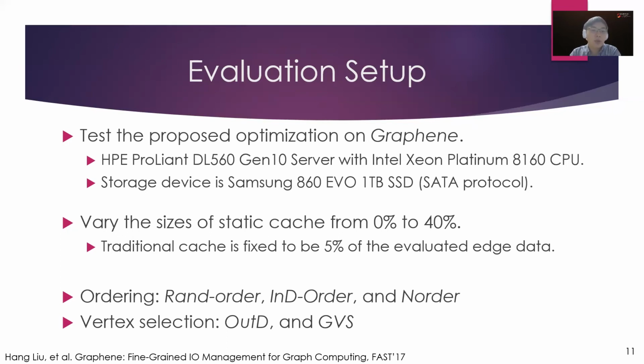And besides unordered, we further evaluate two orderings, that is a random order and the integrity order. And the integrity order is to reassign the vertex ID based on the integrity of each vertex. And for the vertex selection, we further evaluate the out degree bin vertex selection. And this will leverage the out degree information to pre-cache, but it doesn't have the optimization of the bin strategy.